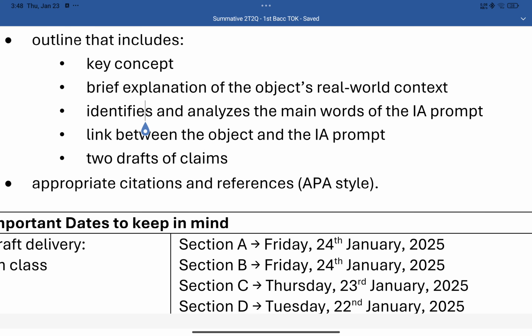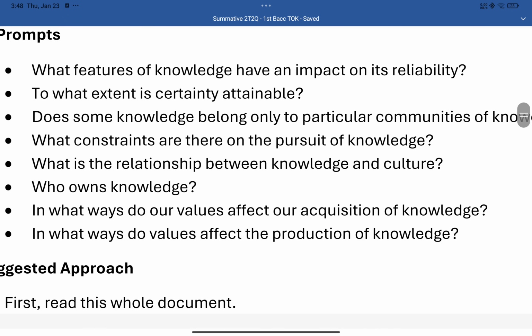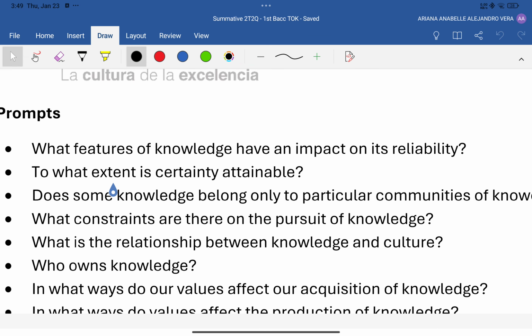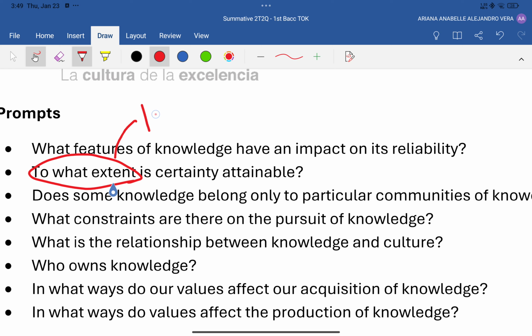Then you have to identify and analyze the main words of the IA prompt. You go to your IA prompt and say, okay, "to what extent?" For me, a keyword is extent. So I look up the definition of extent. "To what extent" means that I'm looking for limitations. This is asking for limitations. So I write, let me draw in red, this is talking about limitations.